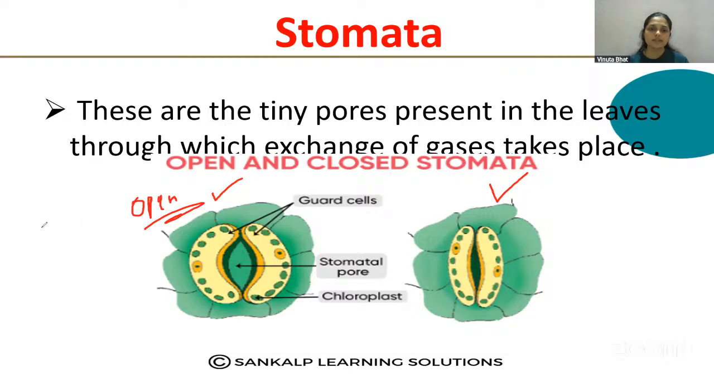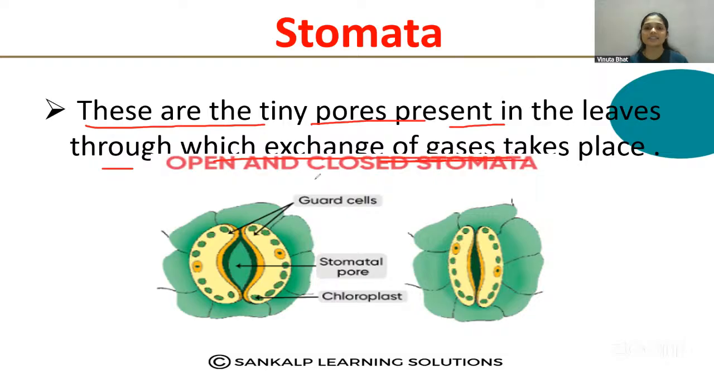So what are open and closed stomata? What is this stomata? These are the tiny pores present in the leaves through which exchange of gases takes place. Okay, so the small pores, you know that pores means small holes, where the exchange of the gases takes place.